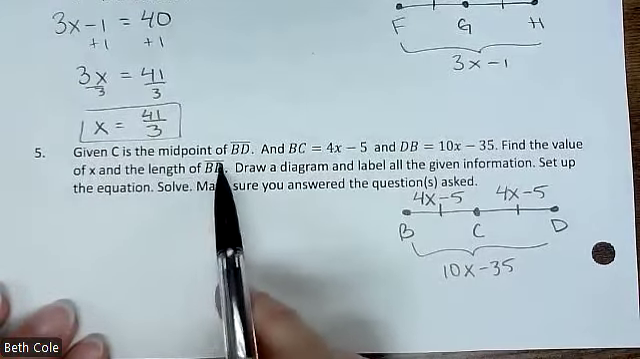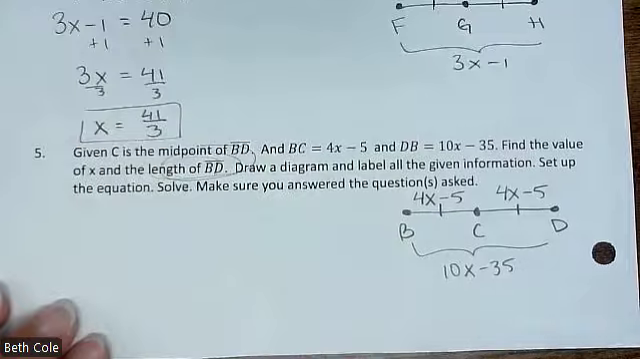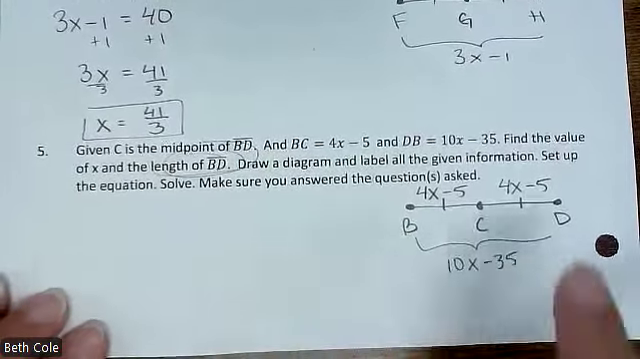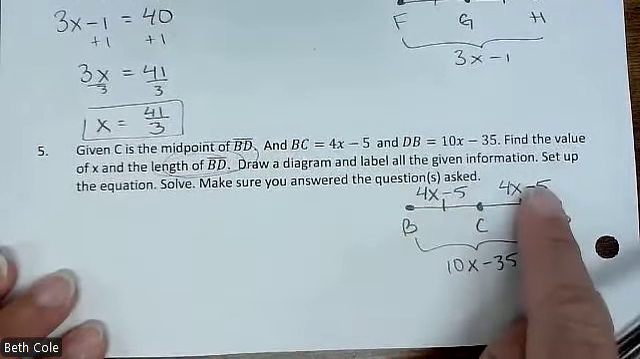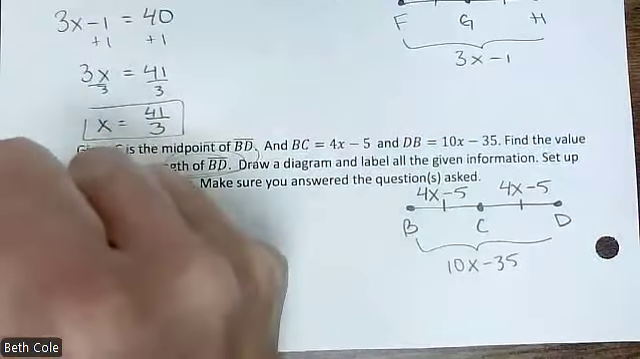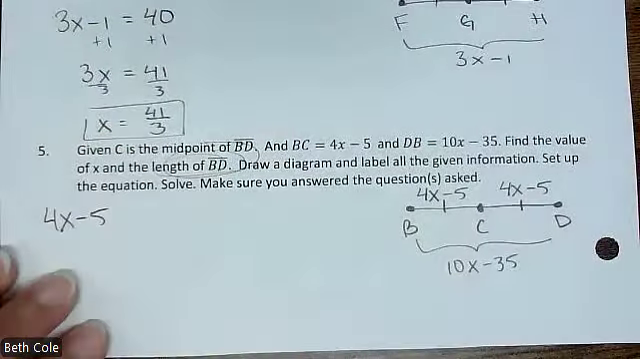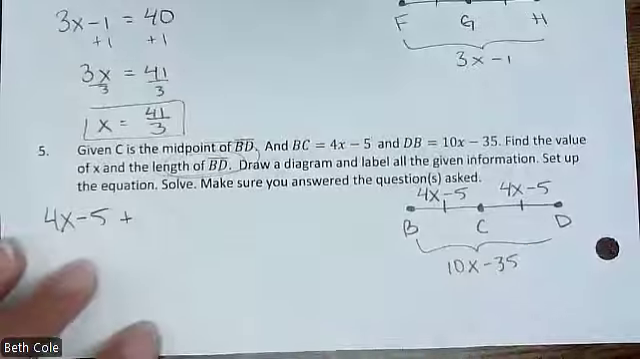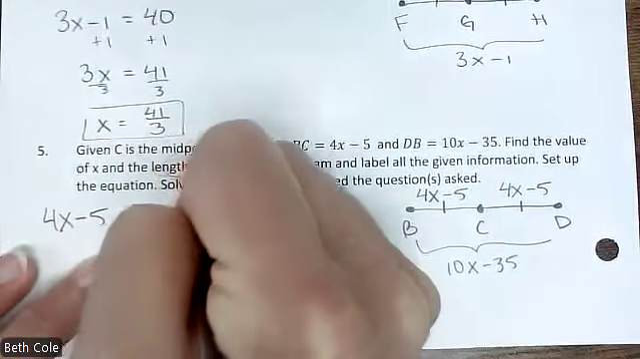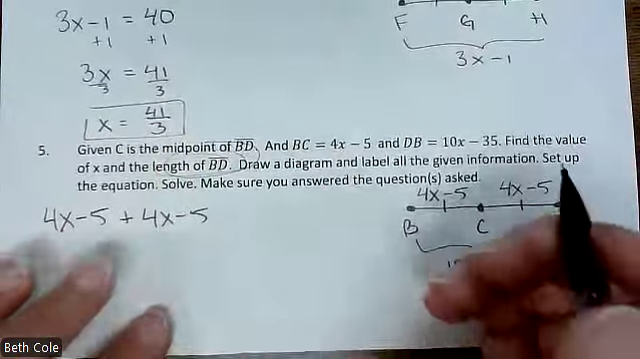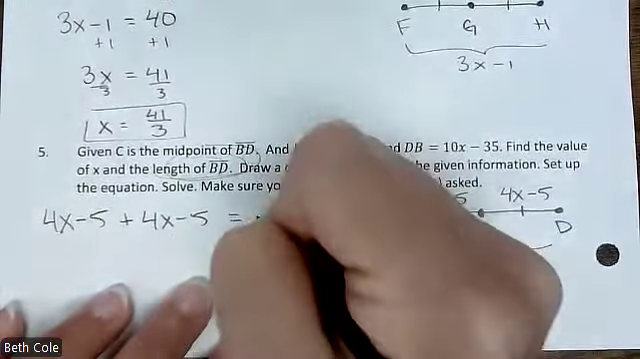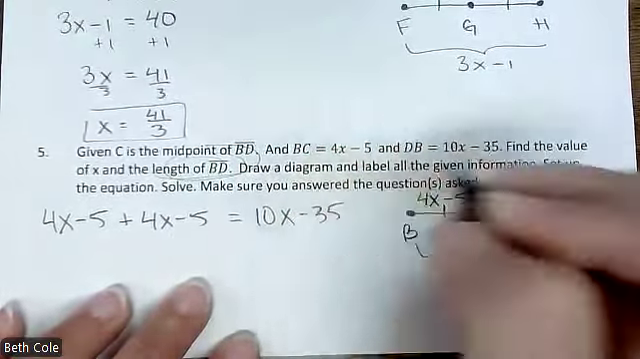Now it says find x and the length of BD. So we're going to find x, and then we're going to have to plug it back in. So let's set it up. You're going to have part plus part equals whole thing. So 4x minus 5 plus 4x minus 5, they're the same because it was a midpoint, equals, yeah, good. See, you got it. Good job.